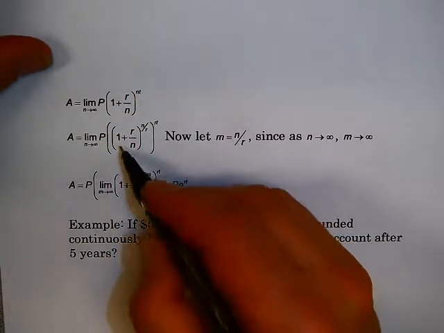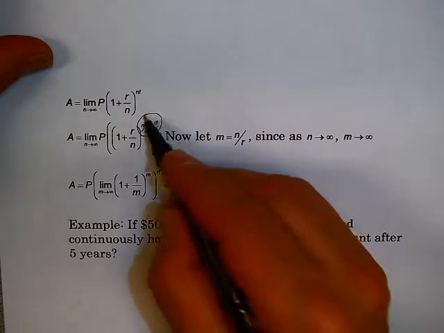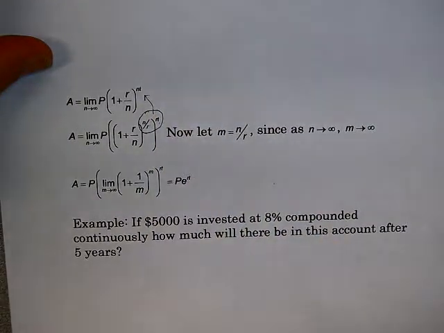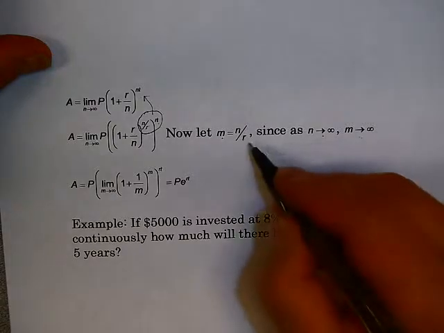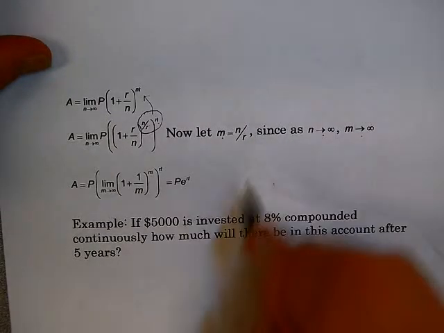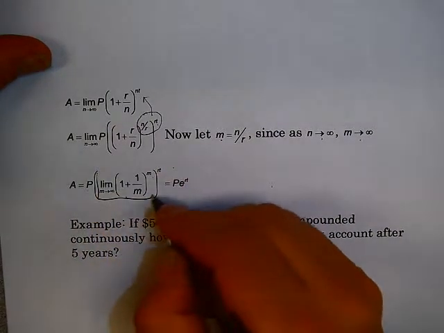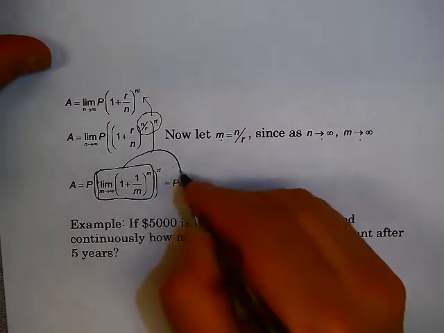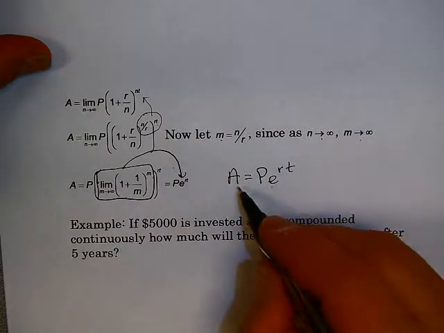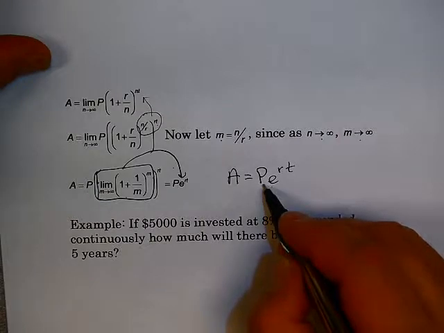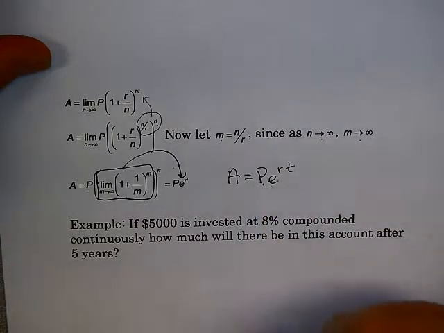Now I'm just going to rewrite this as (1 plus r over n) to the n over r times rt. Notice if you multiply these, you get nt, exactly the same thing that you get there. Now I'm going to let m equal n over r. And as n goes to infinity, m goes to infinity, because your interest rate is constant. So I'm going to write this like this. Now, you should know that this limit right here is the number e. This formula, A equals P e to the rt, is the future value of an amount P invested now at r% for t years. This is called continuous compounding interest.